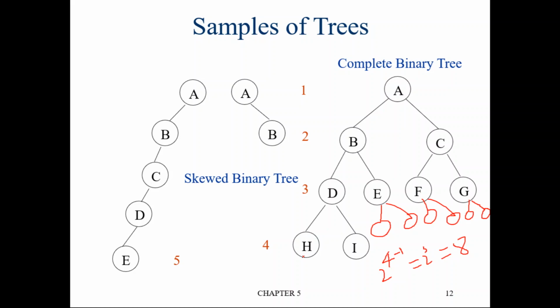So the point is, the number of nodes at the ith level is 2 to the power i minus 1. And if a tree's depth is k, then the maximum number of nodes in the tree can be 2 to the power k minus 1. So the maximum number of nodes in the ith level can be 2 to the power i minus 1. And if a tree is of depth k, then the maximum number of nodes in that tree can be 2 to the power k minus 1. Fine.